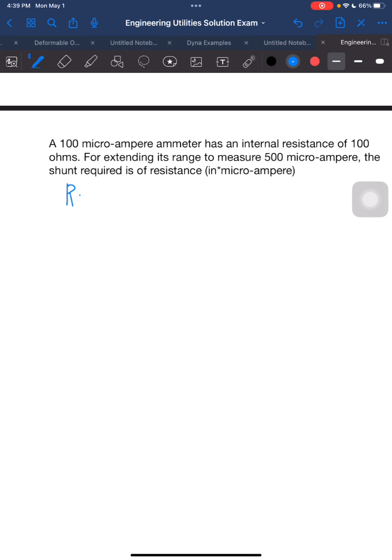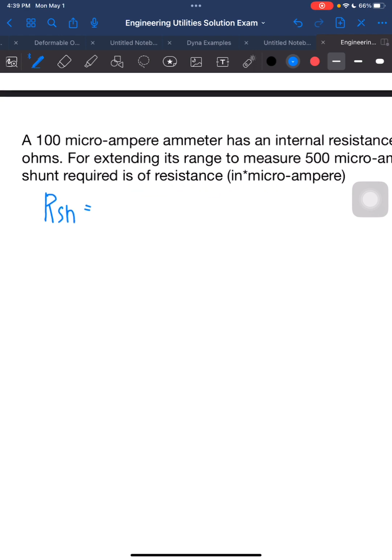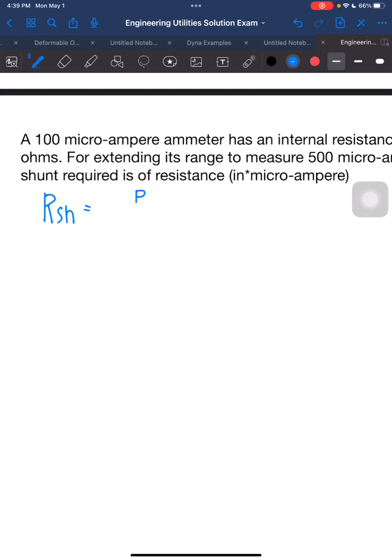Resistance of shunt required is equal to the internal resistance of the coil over the total current over full scale deflection of current, minus 1.